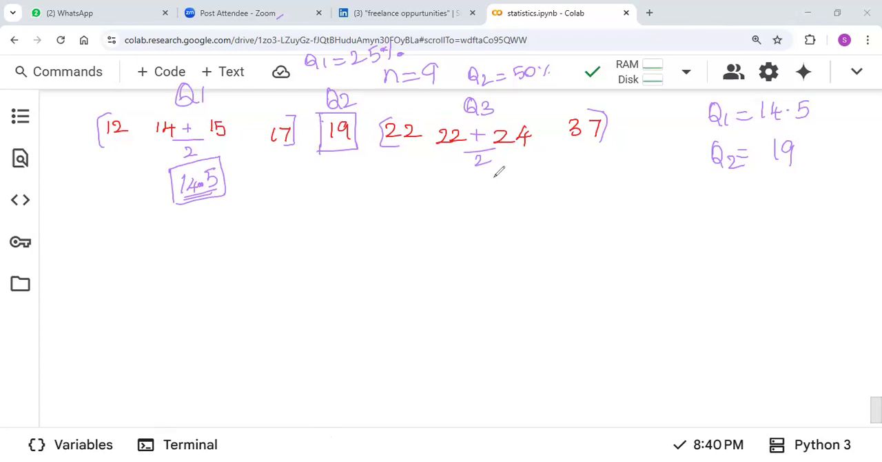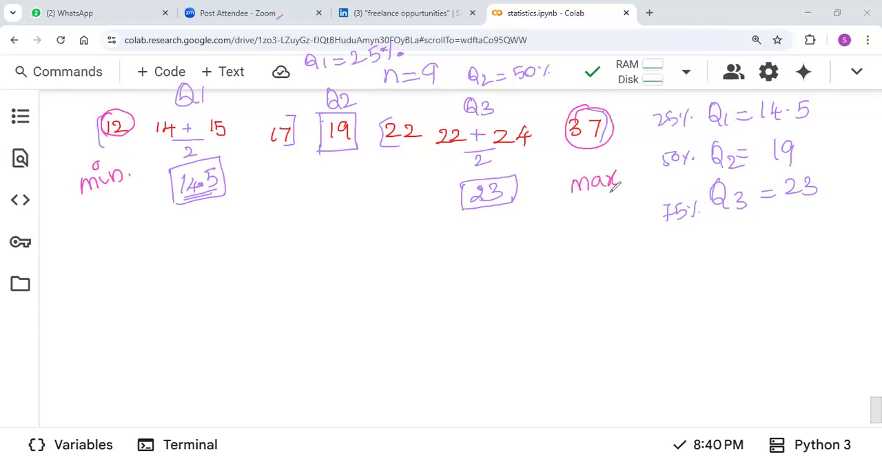Yes guys, what is the answer for this one? 23? Yeah. Okay, fine. Thank you. So 23. So Q3 is 23, which means 75 percentile of your data. So 50 percentile, 25 percentile, and 75 percentile of your data. Right? So this gives you the minimum value, and this gives you the maximum value. So minimum, maximum, Q1, Q2, Q3.